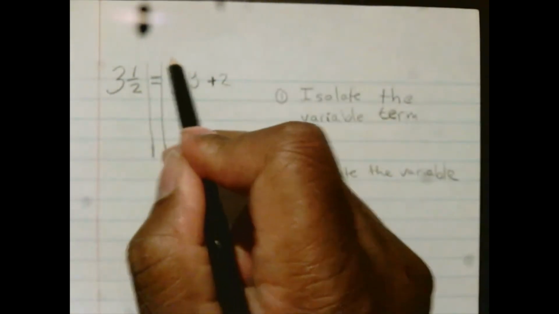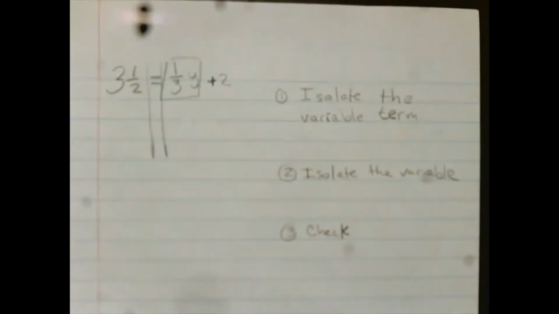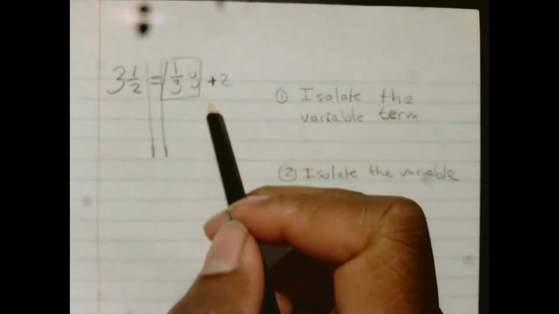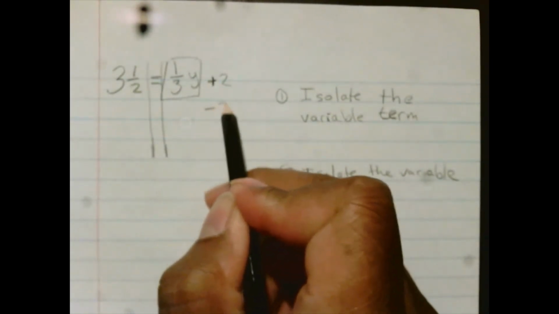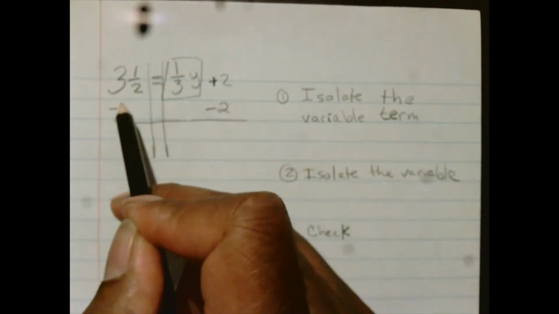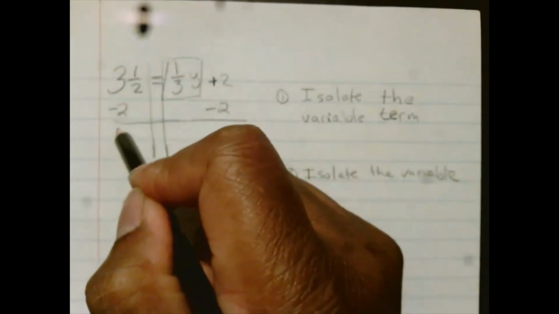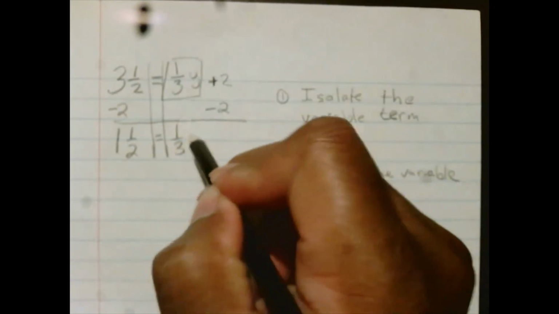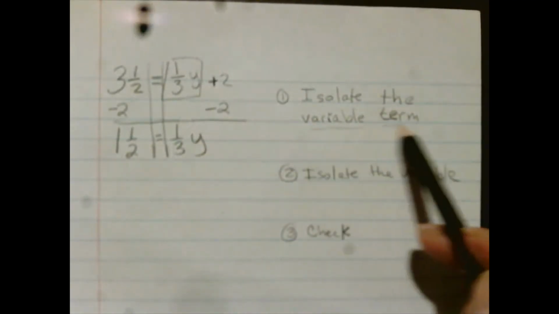We got to get the variable term by itself. So let's isolate 1/3 times y. Well, if we got to get this by itself using opposite operations, what's the opposite of adding 2? Subtracting 2. Whatever you do to the right, you must do to the left. So let's take away 2 here. 3 1/2 minus 2 is 1 1/2. And 2 combined with negative 2 would be 0. So we have just 1/3 times y, which is our isolated variable term.